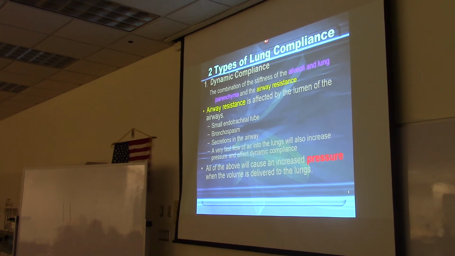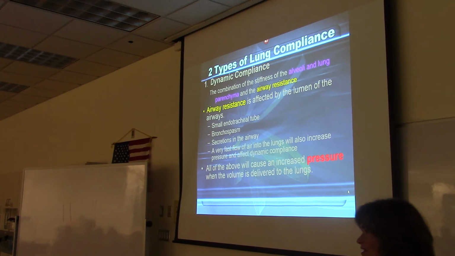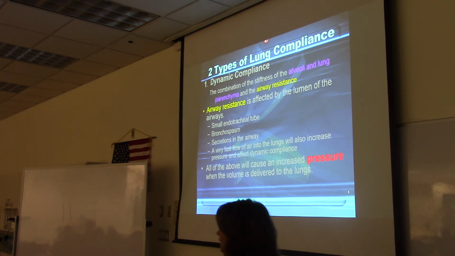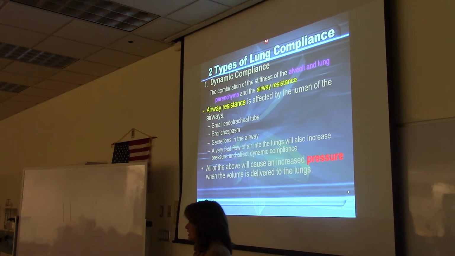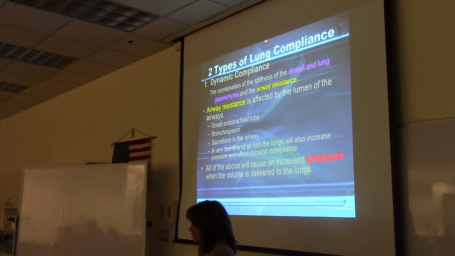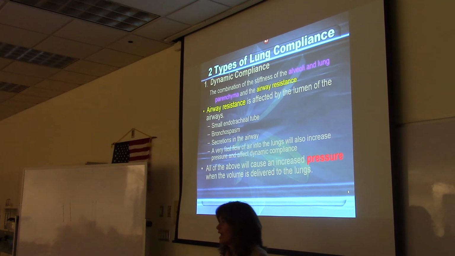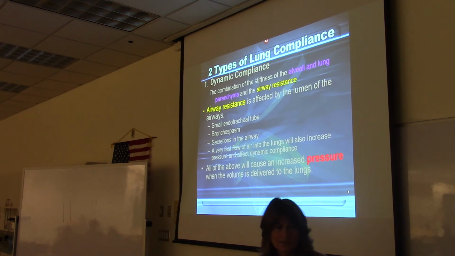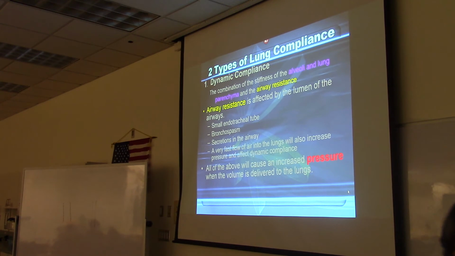Okay. And then the last one, it says a very fast flow of air into the lungs will also increase pressure and affect the dynamic compliance. So when you're pushing air into the patient's lungs, that's a setting that you're going to be choosing on the ventilator. And if you push it in really fast, it's going to cause turbulence in the air, and it's automatically going to cause a lot of pressure to build up. So if you push the air in too fast, you're going to see that pressures are really high, just because you're pushing the air in too fast. All right, does that last bullet make sense to you?